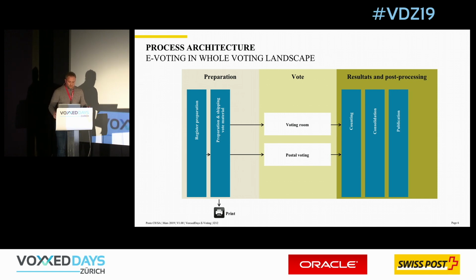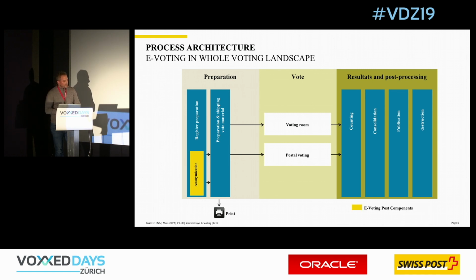Then the chancellery will publish the results, and at the end we destroy all the voting materials. If we now add the eVoting process, first, when we prepare the register, we have to anonymize all the voters. We don't want to have an address or a name. We just want to say, okay, we have one voter, and he has the right to vote. It's the only element we want to know.